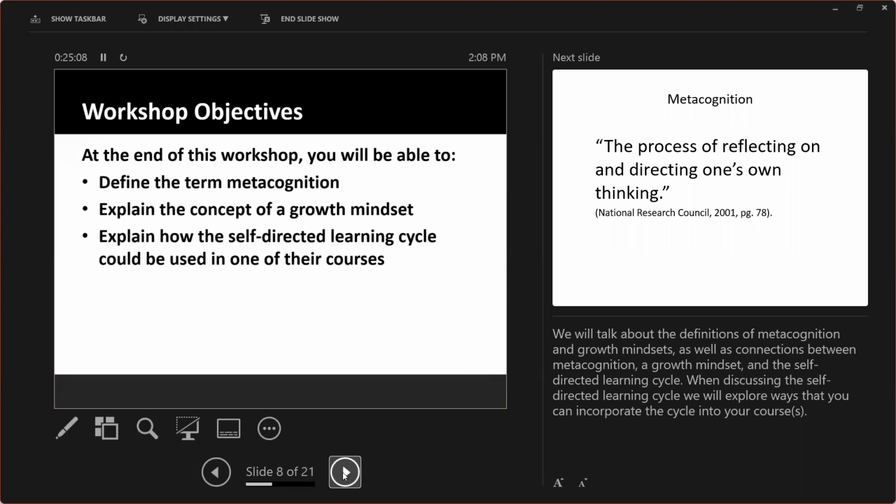And at the end of the workshop, you will be able to define the term metacognition, explain the concept of a growth mindset, and explain how the self-directed learning cycle could be used in one of your courses, or how you could use some of these techniques that we're going to be talking about today.